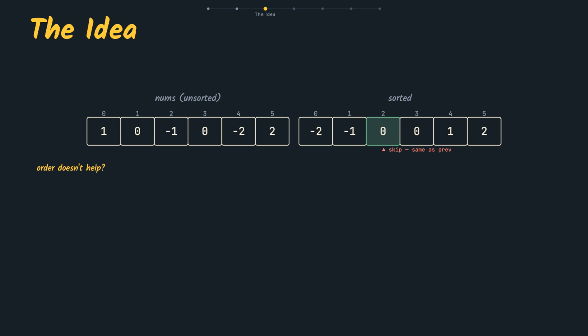If the next number is the same as the one we just used, skip it. Watch out. You might think you skip if the current equals the next. Don't. Skip if the current equals the previous. Otherwise you never use a value at all.